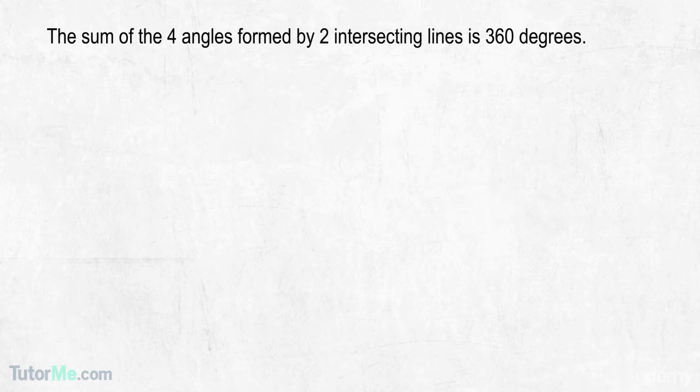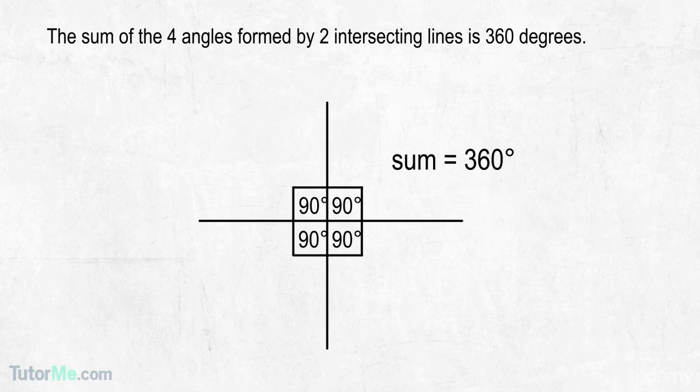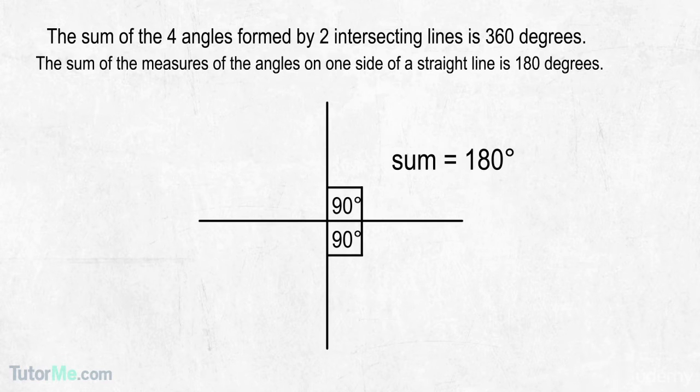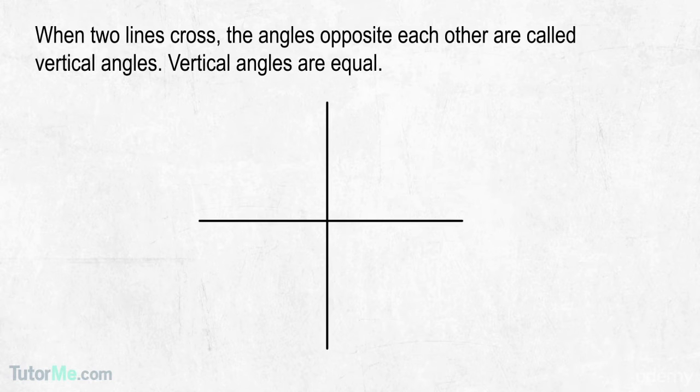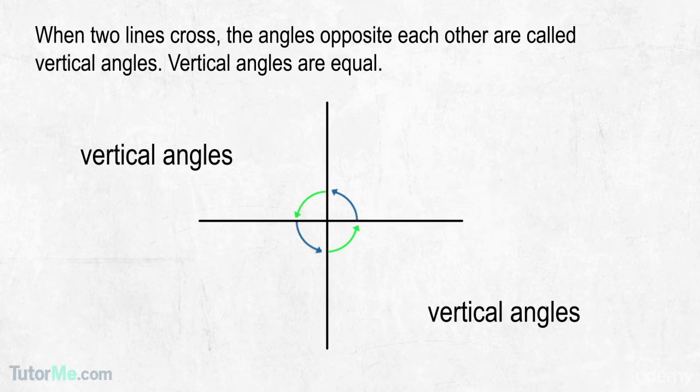The sum of four angles formed by two intersecting lines is 360 degrees. The sum of the measures of the angles on one side of a straight line is 180 degrees. When two lines cross, the angles opposite of each other are called vertical angles, and are always equal to each other. As you can see in the illustration below, the angles across from each other are equivalent.